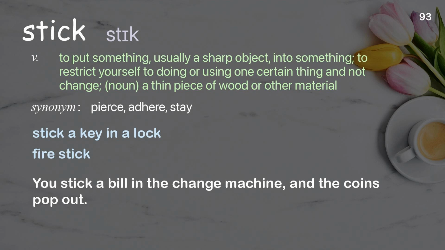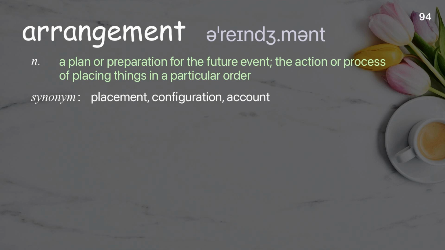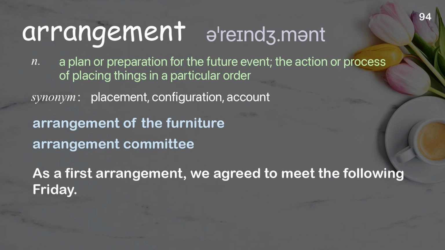Arrangement. A plan or preparation for the future event; the action or process of placing things in a particular order. Examples: arrangement of the furniture, arrangement committee. As a first arrangement, we agreed to meet the following Friday.